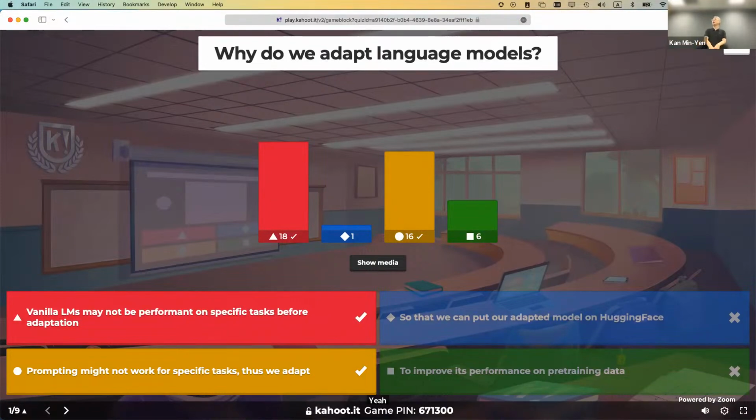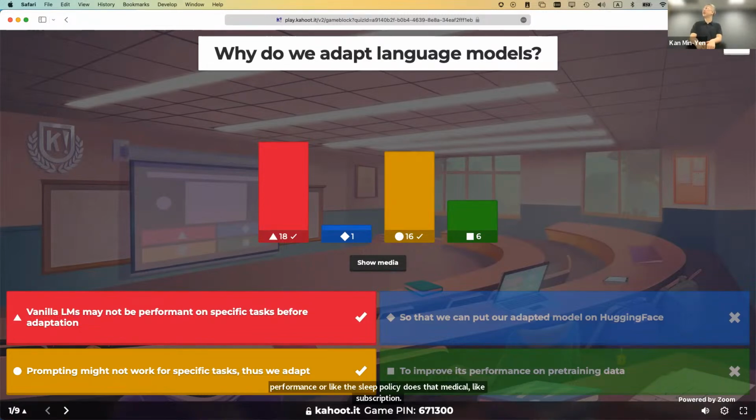You wouldn't want to improve performance on pre-trained data. I mean improving performance on the language modeling task using adaptation, which is generally not the intention. You want to use adaptation to improve performance for downstream tasks. So the first two are correct. Prompting might not work for specific tasks, therefore we adapt the model to make it better for downstream tasks instead of using prompting. And vanilla LLMs may not be as performant on specific downstream tasks like medical transcription, so we want to adapt them to perform better with domain-relevant data. So it's the red and yellow one.